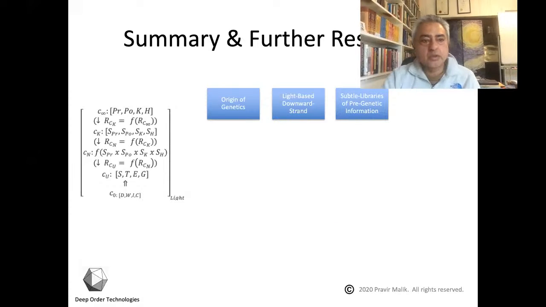We also get introduced to the notion of these subtle libraries of pre-genetic information, because we have particular kinds of libraries of information existing at each of these layers of light. And we also get introduced to this notion of a material fabric, just as we have DNA and cells that more concretely show genetic information.